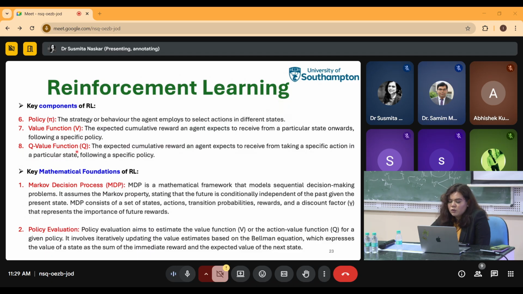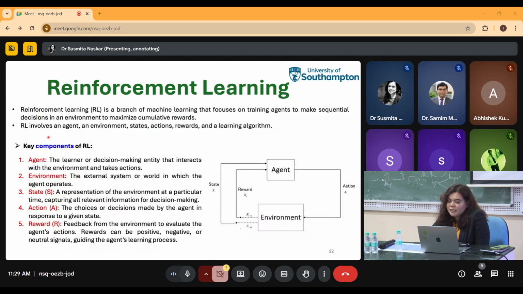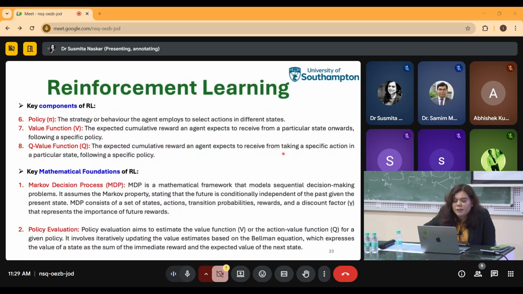Okay, so now let's go back to this particular image, keep it in your mind, and think about the policy, value function, and Q value. So policy, as I said, is the strategy the agent follows, right? Value predicts the long-term cumulative reward, whereas Q value extends the idea of the value function to a specific action.